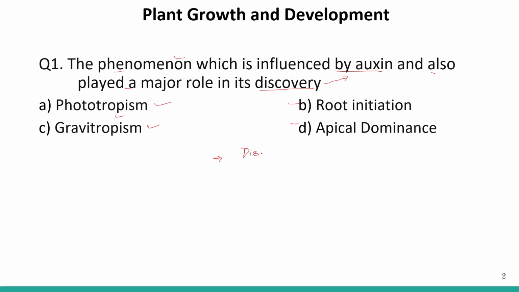Phototropism, or the discovery of auxin, let us study. So Charles Darwin and his son Francis Darwin were working on canary grass coleoptile.